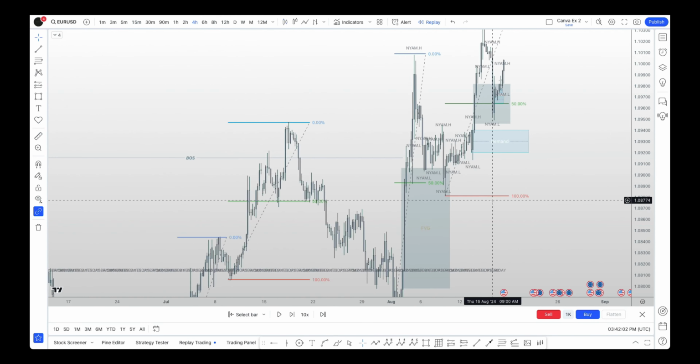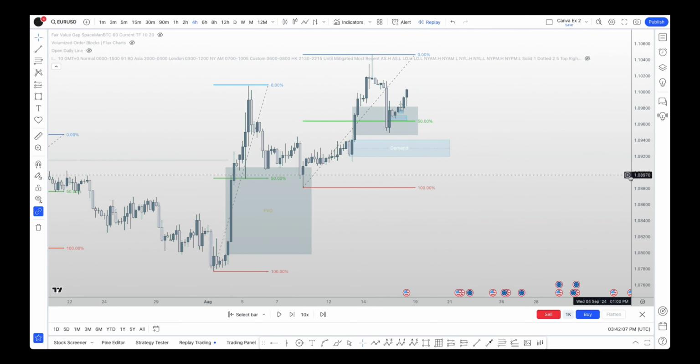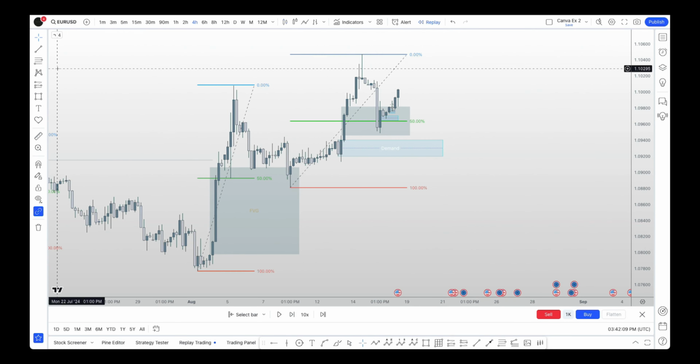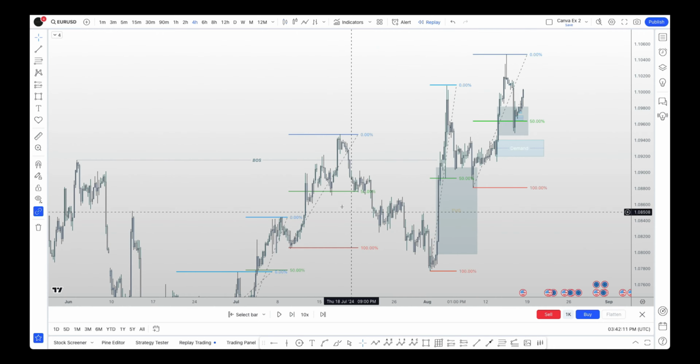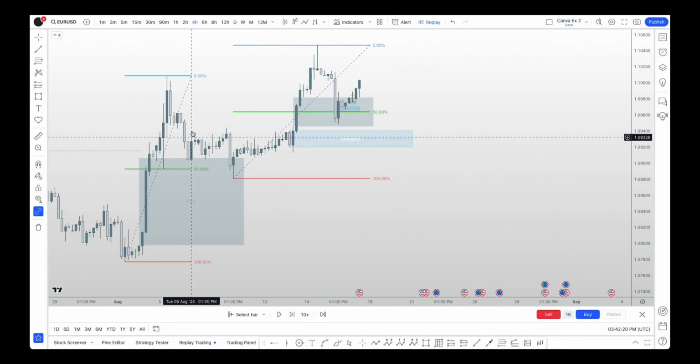Higher time frame, we've established... Oh, hold on, there's too much going on here. Okay, so higher time frame. We've already established that we're bullish, right? We marked up our ranges, breaks of structure here, mapped out our range again. Price came down to a discount, went up.